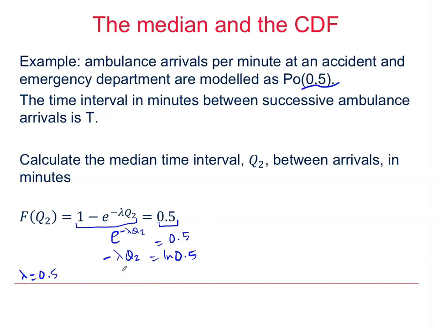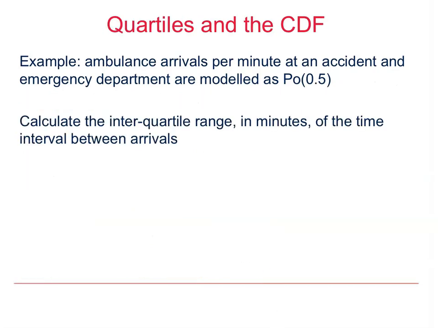So substituting in, what we can now see is that the quartile 2 is going to be minus ln of 0.5 divided by 0.5. Calculating this, rounding to 3 decimal places, we find that the median is 1.386 minutes. Please pause for a moment to read the example and to work out the interquartile range.